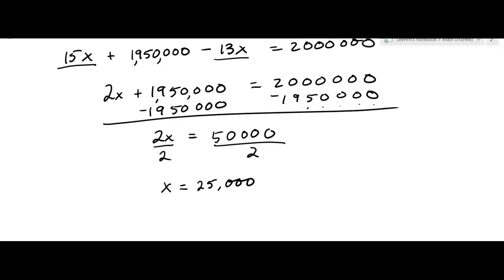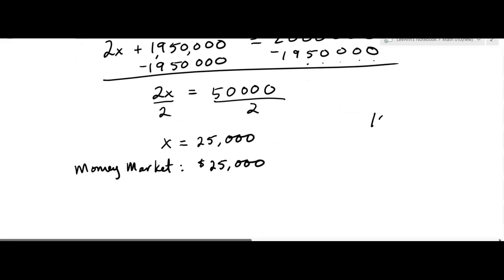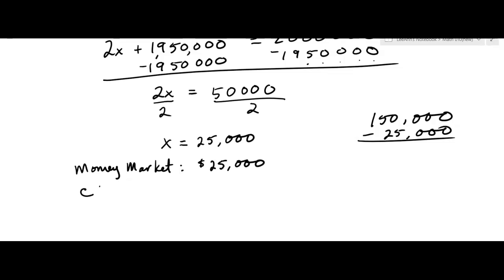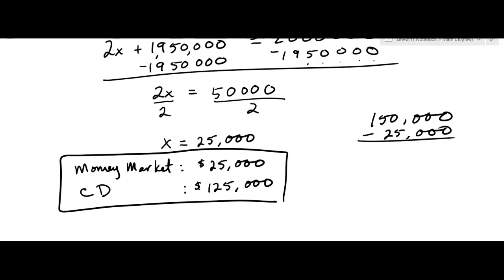We're talking about Grandma investing $25,000 in the money market. She's going to tell Grandma, put $25,000 in the money market. And then she had $150,000 to invest. So she's putting $25,000 into the money market. Then the CD, the certificate of deposit, she's going to have $125,000 there. So it looks like she wants to put more money in the CD than the money market. Okay, so that's how you do that problem.